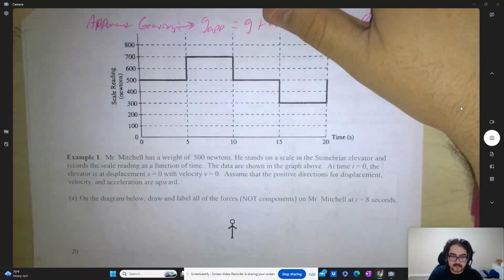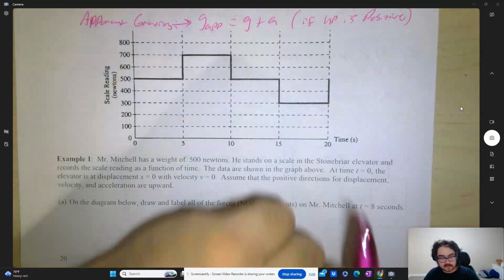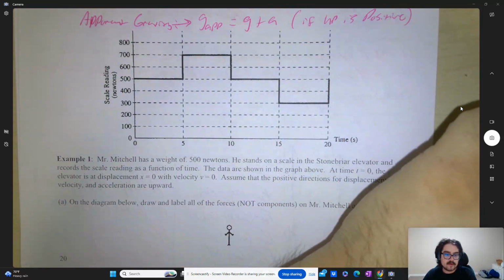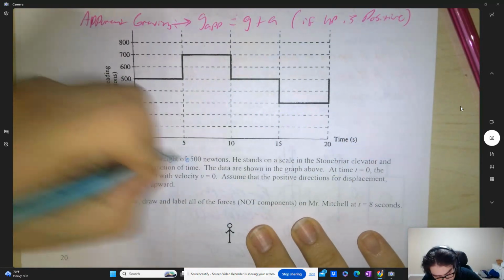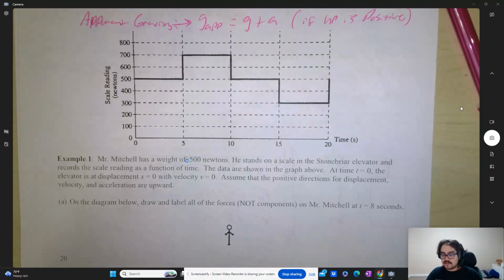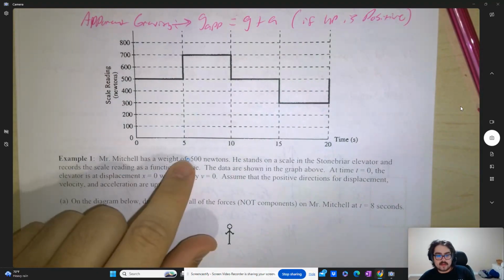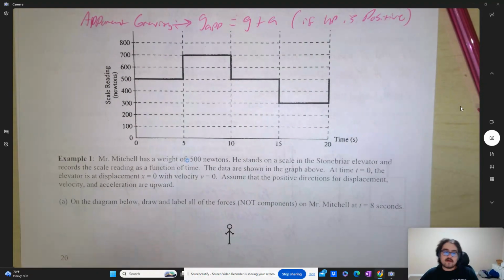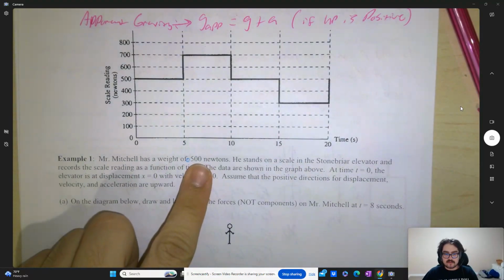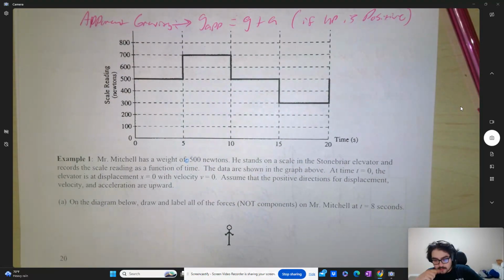All right, Mr. Mitchell has a weight of 500 newtons, and it's actually kind of funny. Somebody pointed out that I made a typo, and I accidentally left a little period right there. So it reads like Mr. Mitchell has a weight of 0.500 newtons, so I'm just really light, which is absolutely not true.